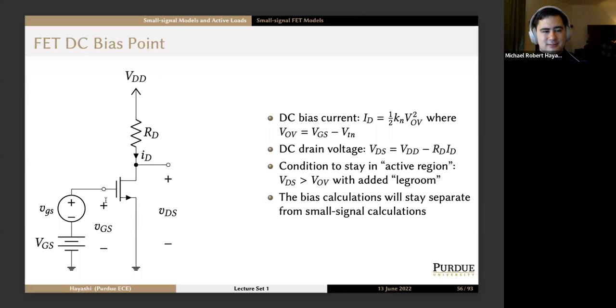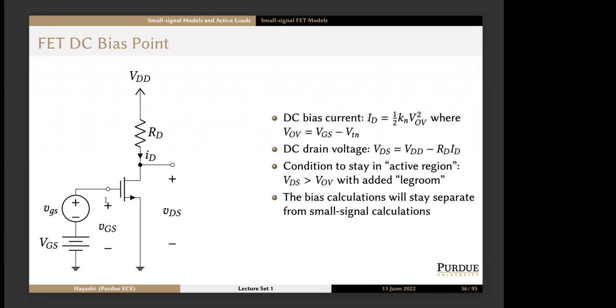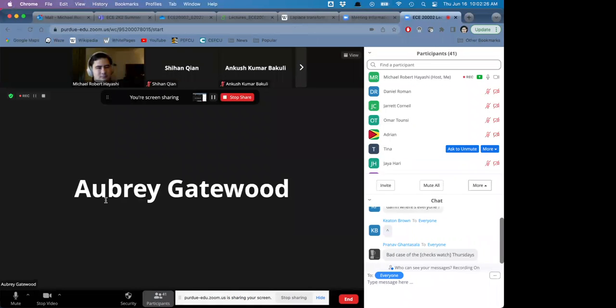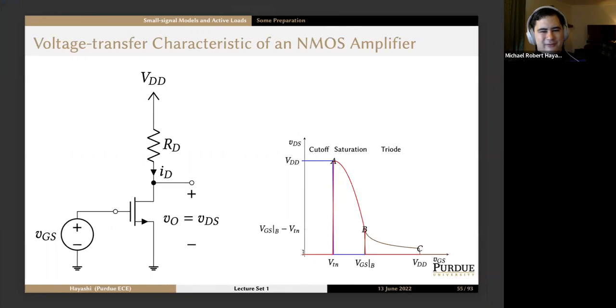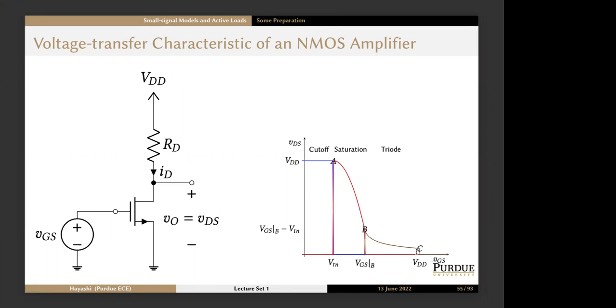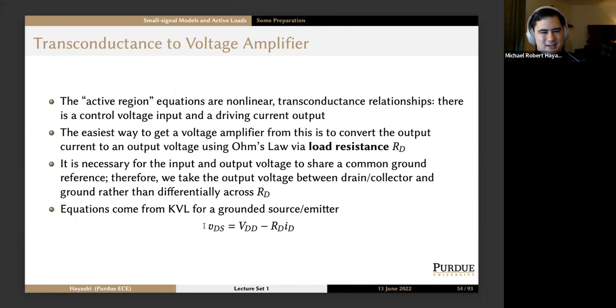Sorry, my mic wasn't working earlier, but I wanted you to explain that graph a little bit more. I really didn't get it. This graph of VDS versus VGS. So I guess the first thing is VDS follows this equation. Do we agree about that?